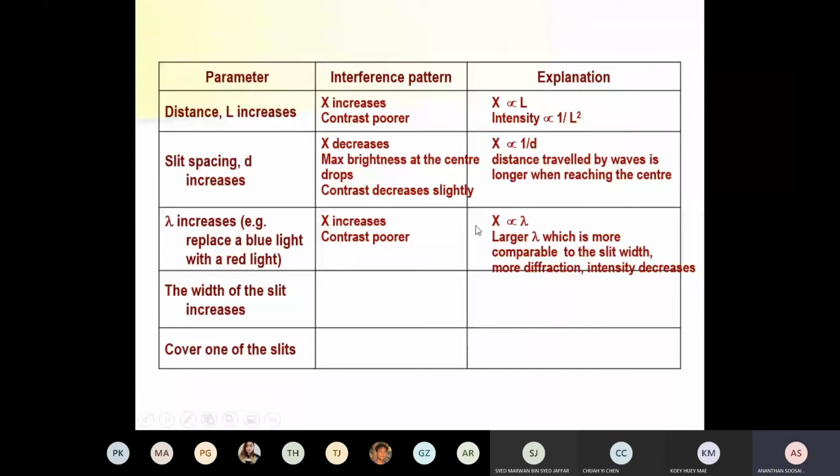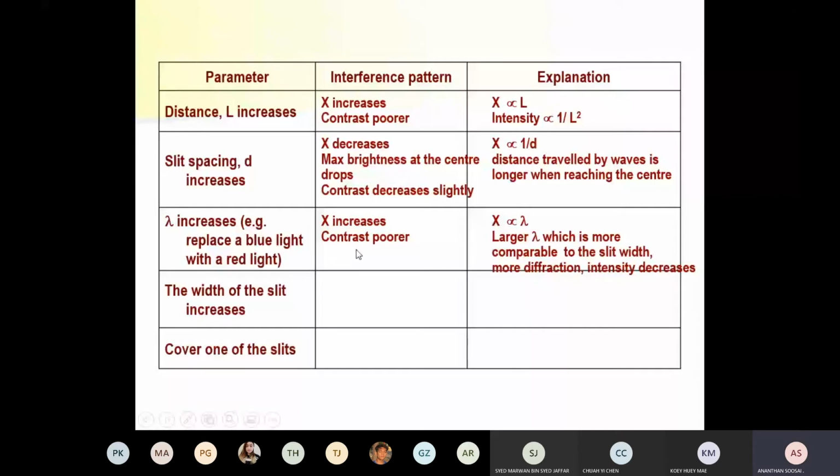That means if you use red light, you get an X. Use blue light, the X is going to be shorter or longer? Use red, you get X of 1 centimeter. Use blue light, will the X be smaller than 1 cm or more than 1 cm? Red has the bigger wavelength, blue the shorter wavelength, right? So a shorter wavelength will yield a shorter fringe separation. So when lambda increases, X increases. How about the contrast? The contrast gets poorer.